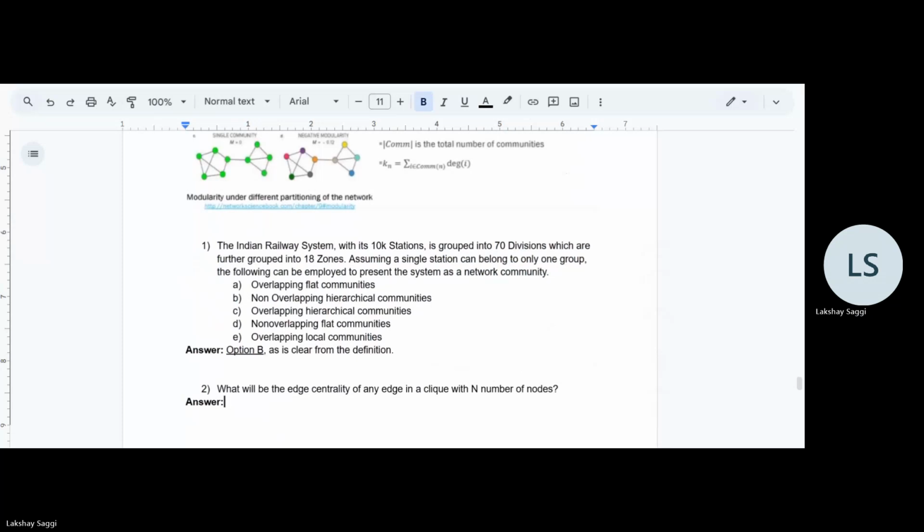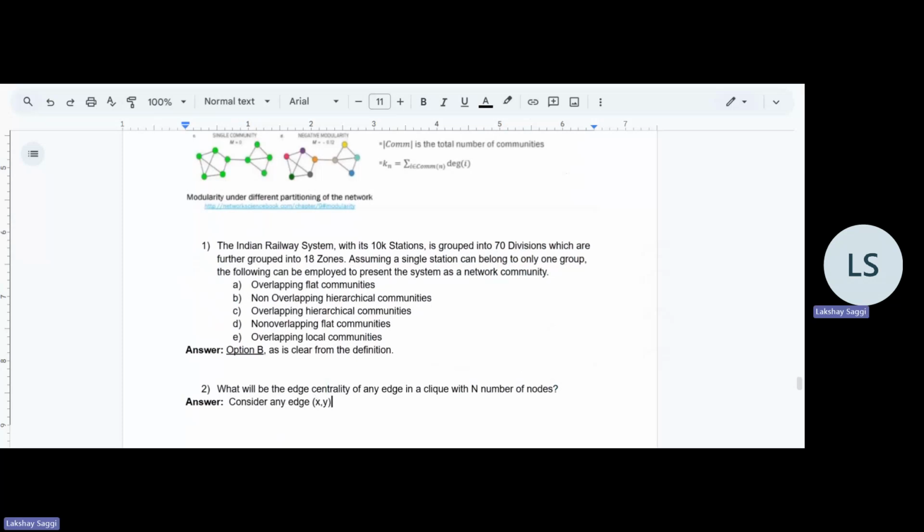And then the second question is, what will be the edge centrality of any edge in a clique with n nodes? Okay, so this is an interesting question. This involves a bit of math. So what was edge centrality? It was the fraction of shortest paths in which that edge appears, right? So we will just do this. Consider any edge. All the edges will actually have an identical edge centrality, because in a clique all edges are kind of identical. And what will be the centrality?